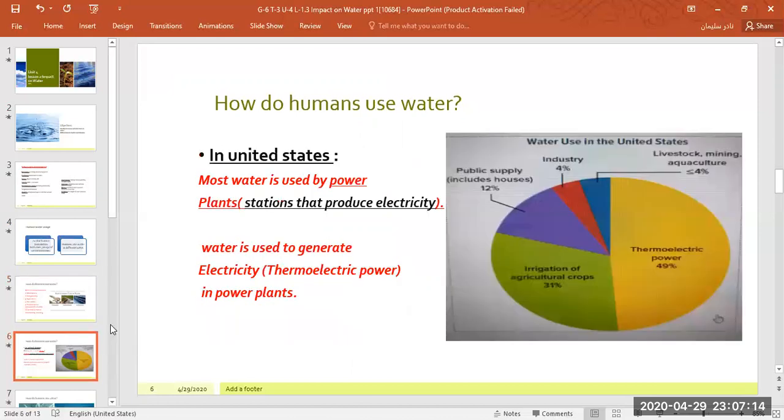For example, if we want to discuss how humans use water, in the United States, if we look at this pie chart, we can see that most water is used by power plants. Power plants means stations that produce electricity. It does not mean plant. No, it means stations where electricity is produced by water, okay.